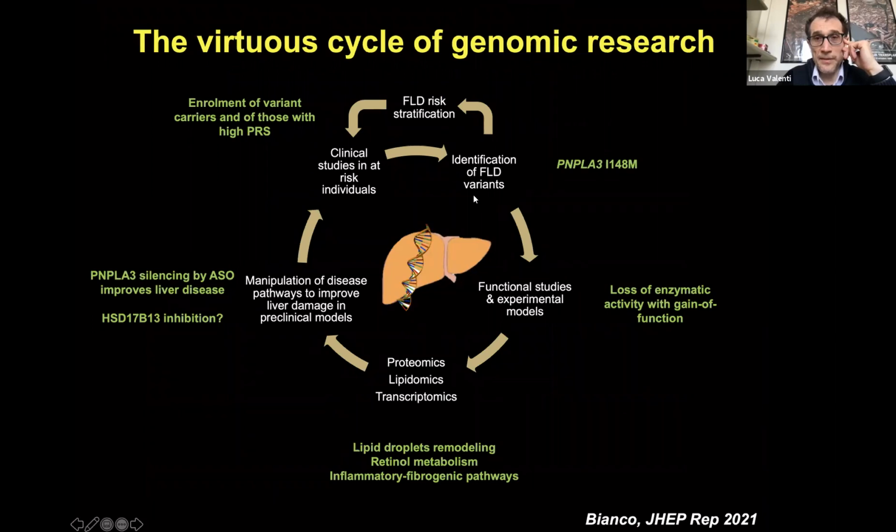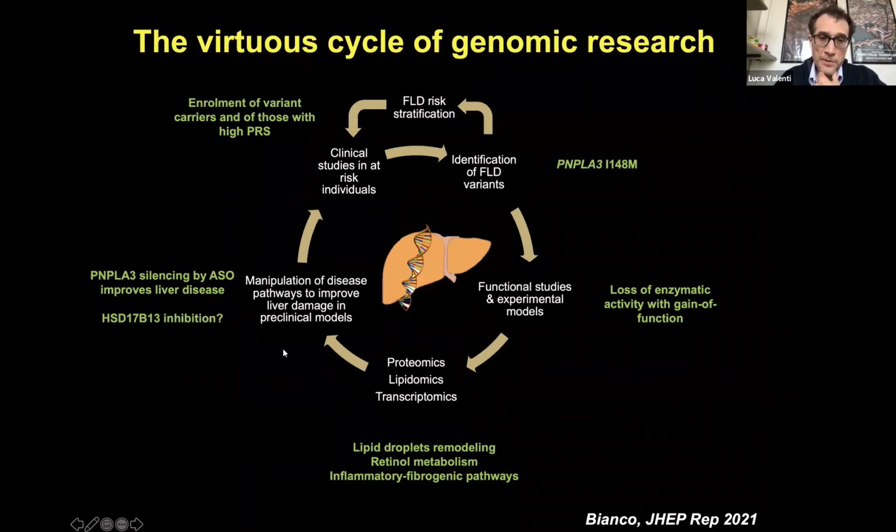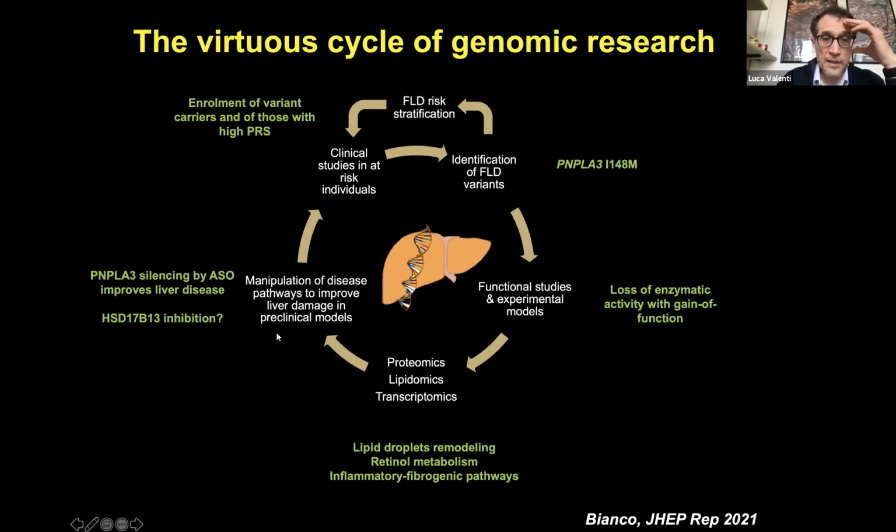So the idea is that this identification of fatty liver disease variants such as PNPLA3 may lead, by means of functional studies and experimental models, to identify approaches able to interfere with the disease pathway, which for PNPLA3 may be related to the remodeling of lipid droplets, alteration in retinol metabolism, and activation of inflammatory pathways, and to test this approach first in experimental models of the disease, and then finally in clinical studies in patients, leading to the development of pharmacological approaches which may be very effective in patients with a distinct fatty liver phenotype with a high likelihood to respond to these approaches.